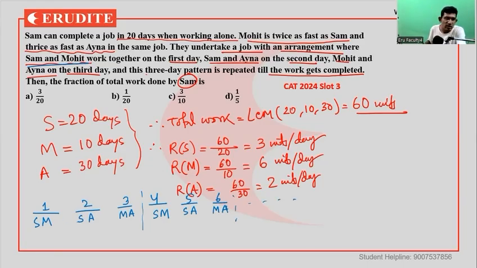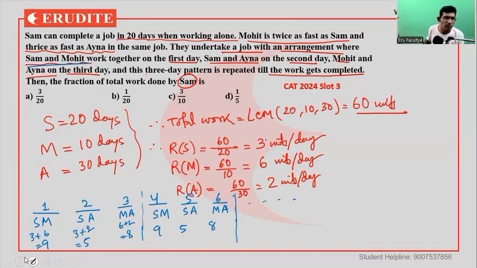So how much do they do? If Sam and Mohit work together, what is the rate? 3 plus 6, which will be 9 units. Second day, Sam and Aina, which is 3 plus 2, 5. And third day, Mohit and Aina, which is 6 plus 2, 8 units would be done. Again, it will be repeated: 9, 5, and 8. So, after how many days will the work be finished?